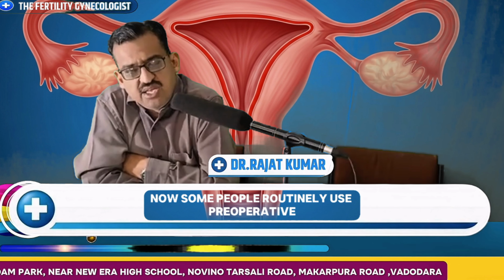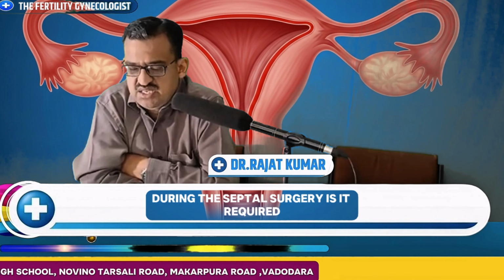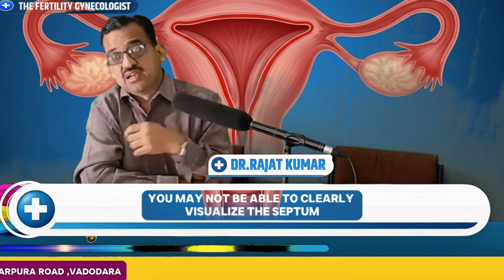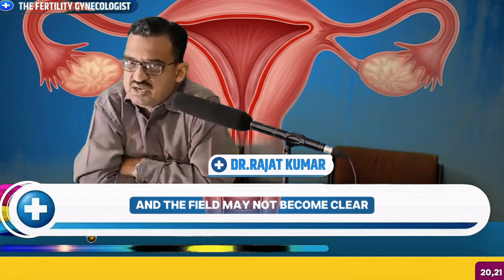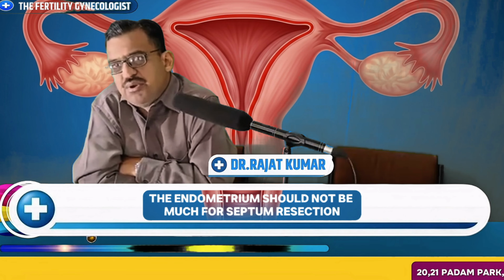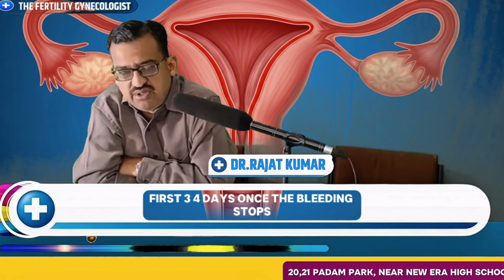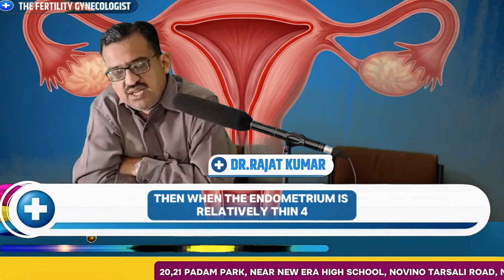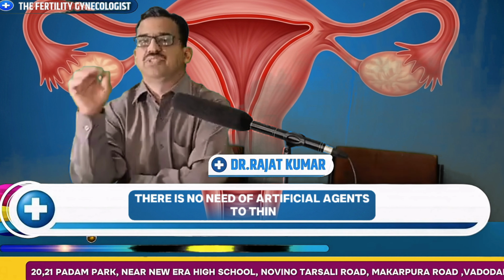Now, some people routinely use preoperative thinning of endometrium during the septal surgery. Is it required? While doing hysteroscopy, if the endometrium is thick and fluffy, then the chances are that you may not be able to clearly visualize the septum, or because of the hysteroscope, the endometrium may get sloughed off and the field may not become clear. So in an ideal world, the endometrium should not be thick for septum resection, but what we do is we do it in the early proliferative part of the cycle. First 3-4 days once the bleeding stops, when the endometrium is relatively thin, 4-5 millimeter, then we do the septum resection. There is no need of artificial agents to thin the endometrium.